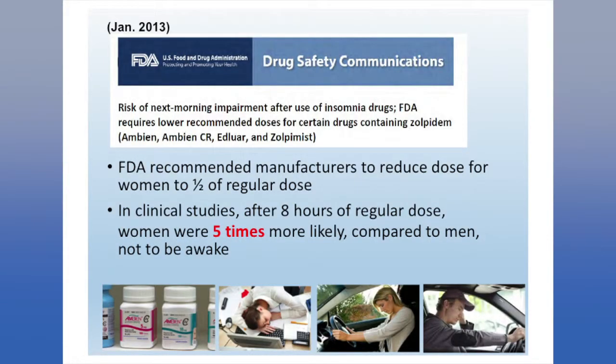Okay, in January 2013, the US FDA made an announcement that manufacturers of the drug Zolpidem should reduce the regular dose, at the time, to half for women, because in clinical studies they found that after 8 hours of taking the regular dose, women were 5 times more likely not to be awake compared to men. And it is, of course, causing a lot of accidents or impairing their functions for their jobs and everyday life.